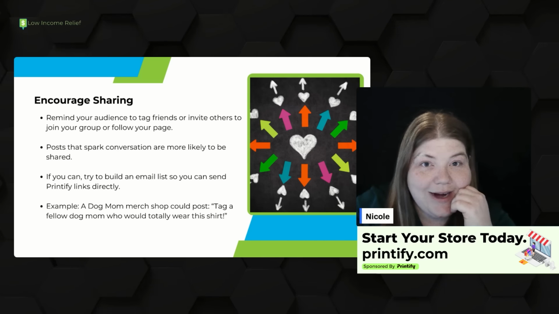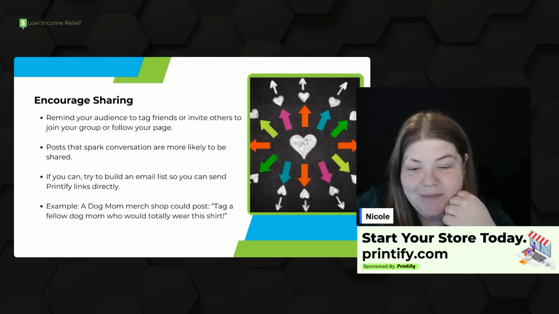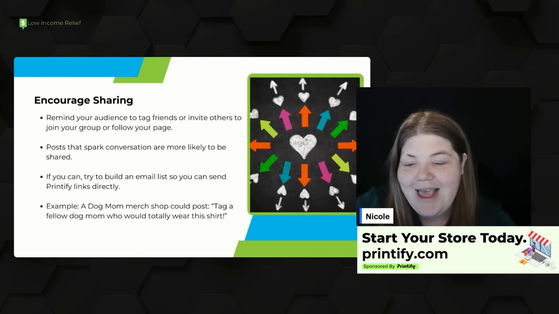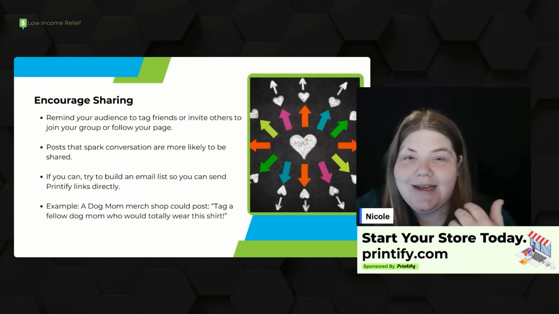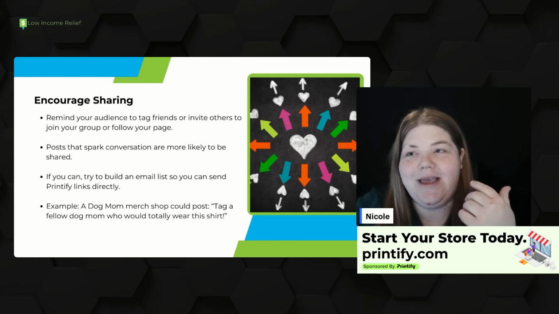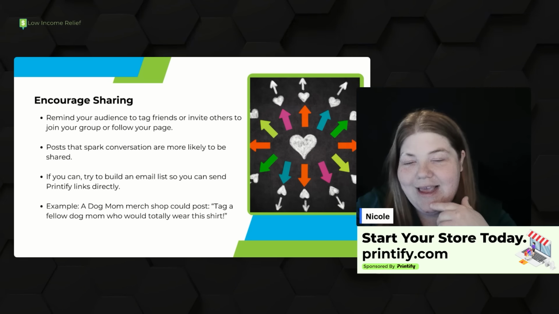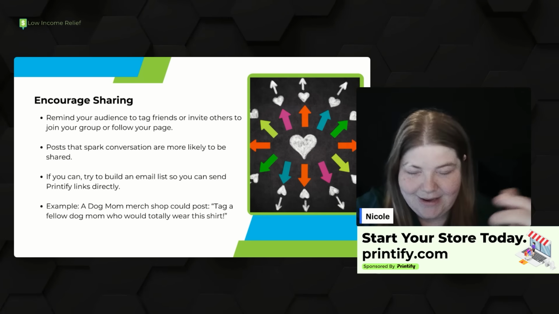So, a good social strategy to getting more like minded people in your group is to post things like "tag a fellow dog mom who would totally wear this shirt," or "tag a dog owner who could relate," right? That way you're telling them who to tag and not just to tag somebody random.